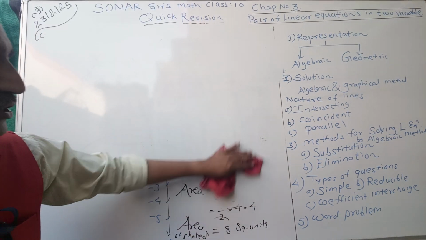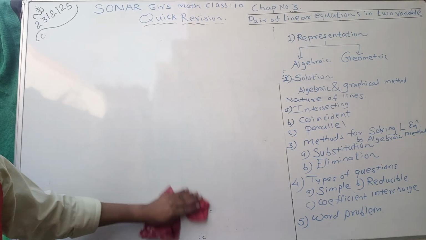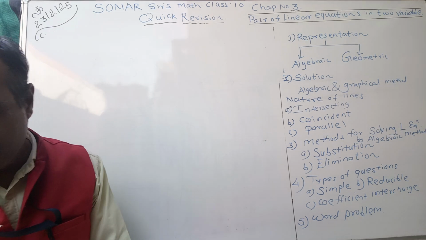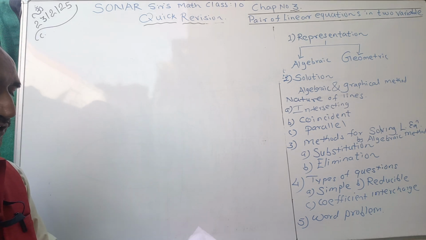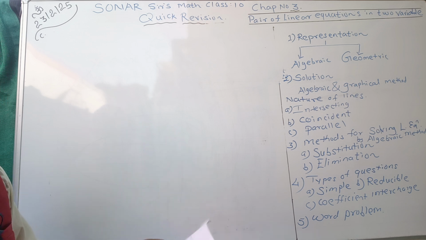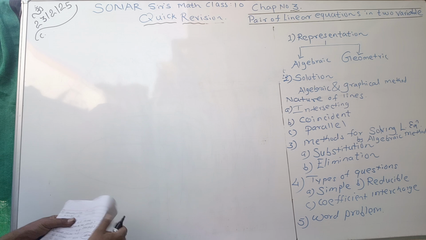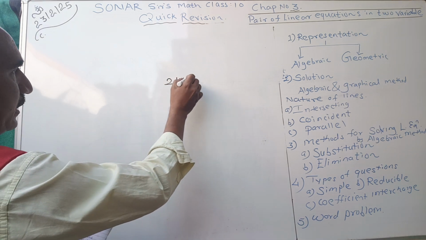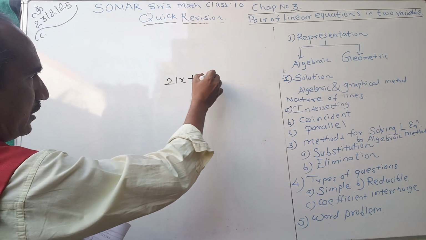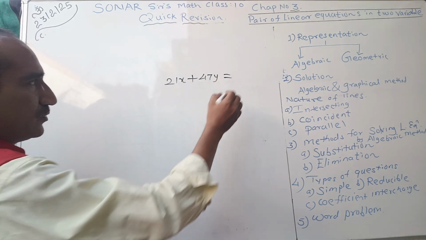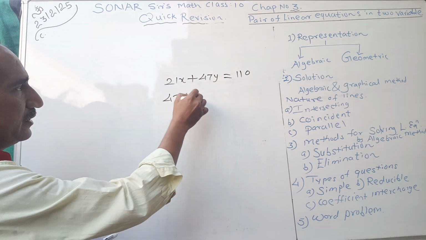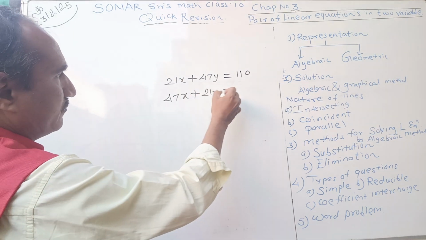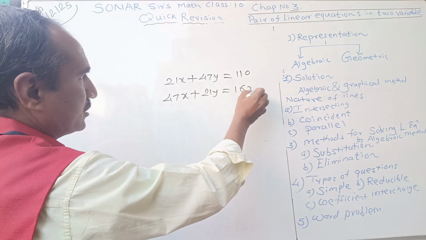The second question is related to the algebraic methods. In algebraic methods, I discussed the interchanging of coefficients type. So there is a question: 21x plus 47y equals 110, and the second one is 47x plus 21y equals 162.